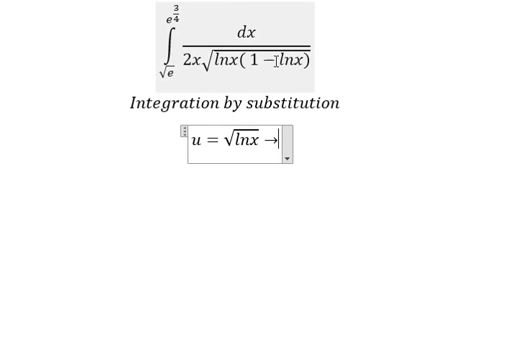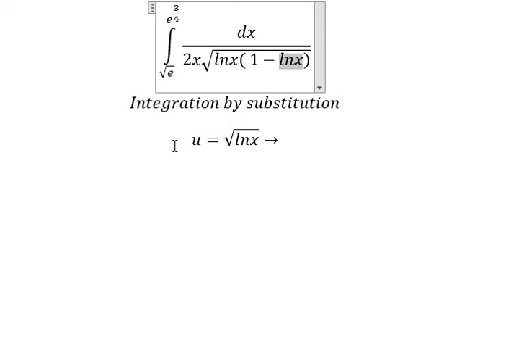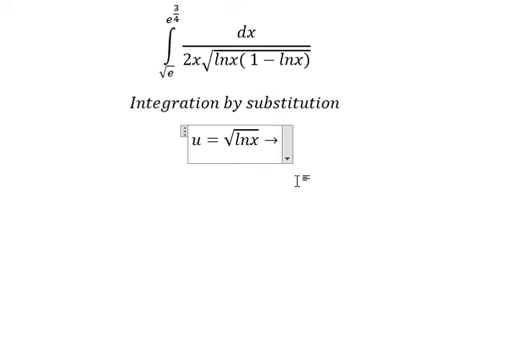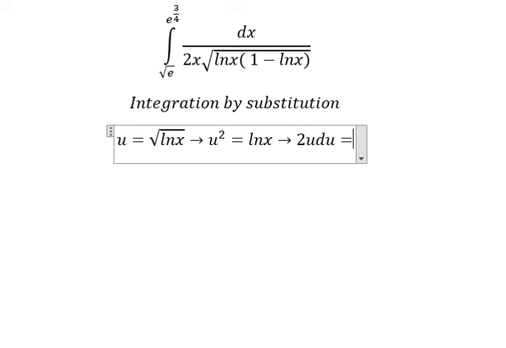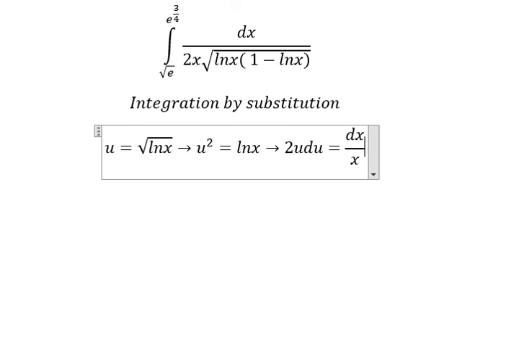Because we have the square root of ln s, we need to square both sides to cancel the square root. Next, we first take the derivative of both sides. This one we have 2u du, and this one we have 1 over s ds, and we can put it like this.